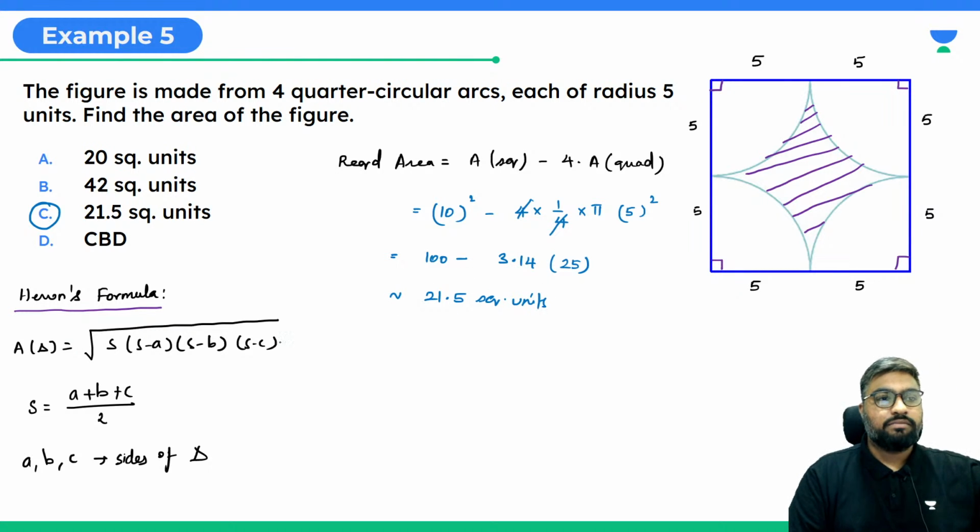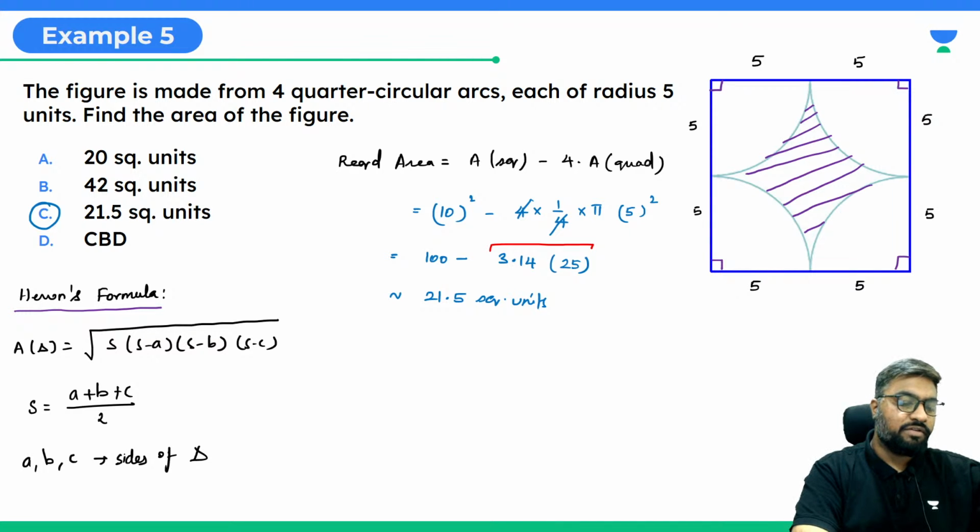If you want, you can do this calculation, 3.14 into 25, on the calculator. So we have 3.14 into 25 is 78.5, and 100 minus that is 21.5. Option C is the right answer.